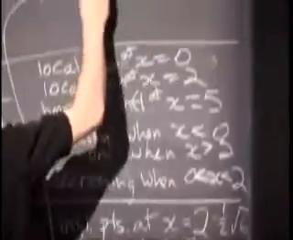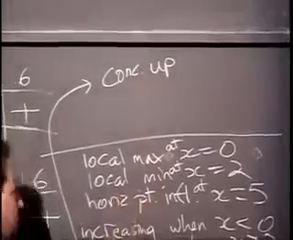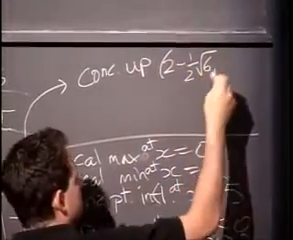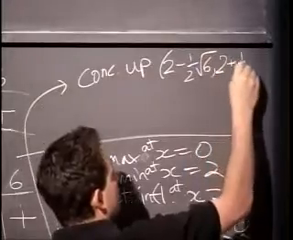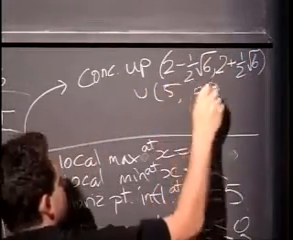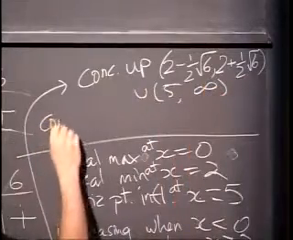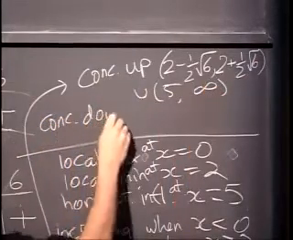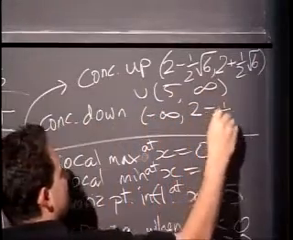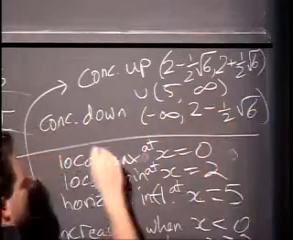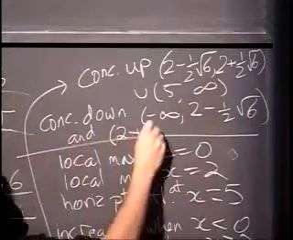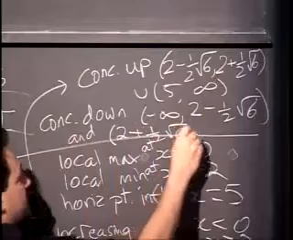Concave up on 2 minus a half root 6 to 2 plus a half root 6, as well as to the right of 5. And it's concave down on minus infinity up to 2 minus a half root 6 and 2 plus a half root 6 up to 5.